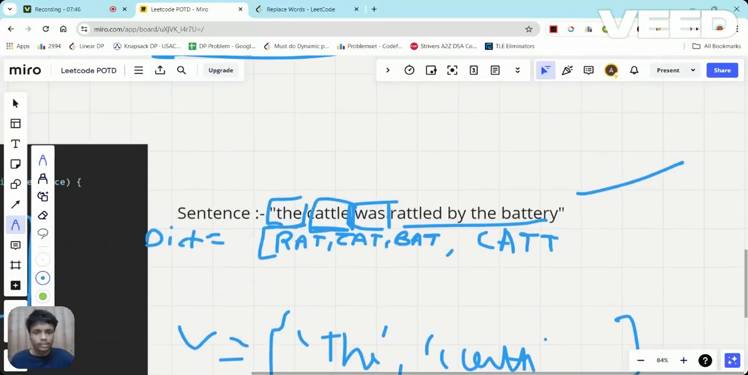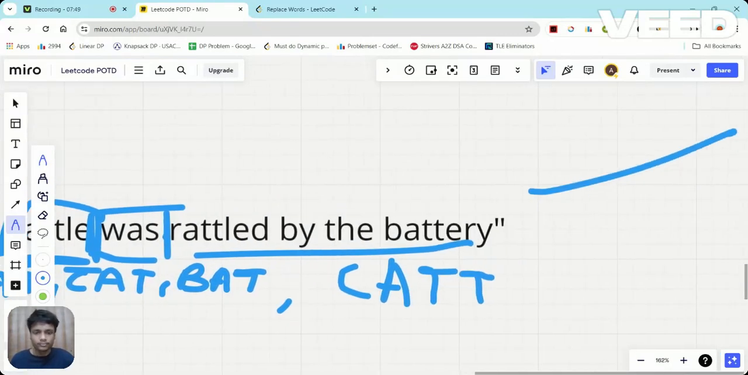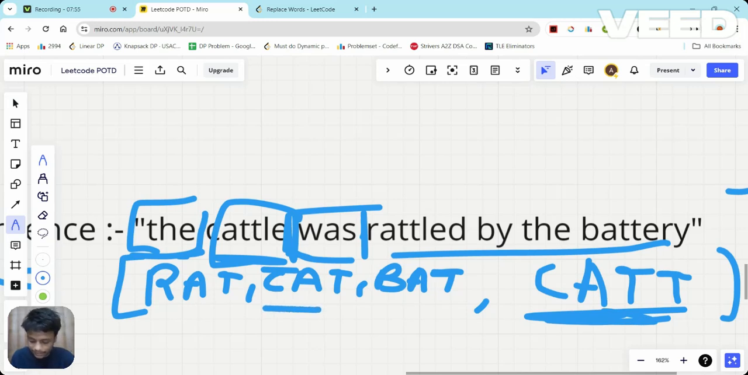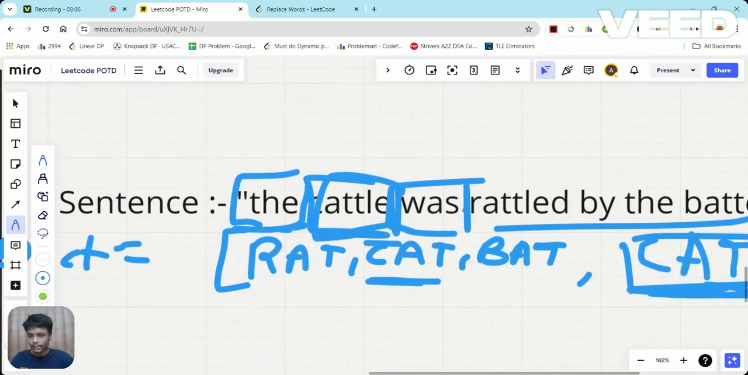To make it more clear, suppose the word was earlier than cat, then in that case I am going to pick that for cattle, right? But the optimal, the shortest one to pick would be cat. So that's why I am sorting it.